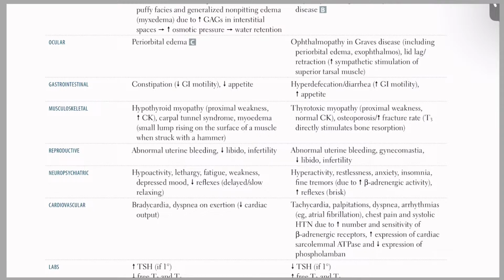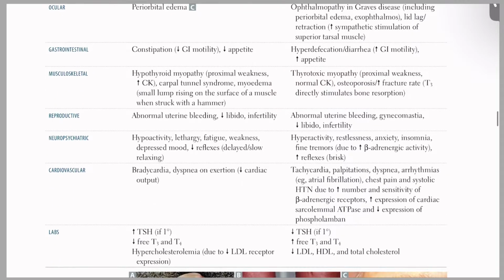Now GI. In hypo, constipation because of decreased GI motility, decreased appetite. In hyper, hyperdefecation, diarrhea, increased GI motility, increased appetite. Okay.